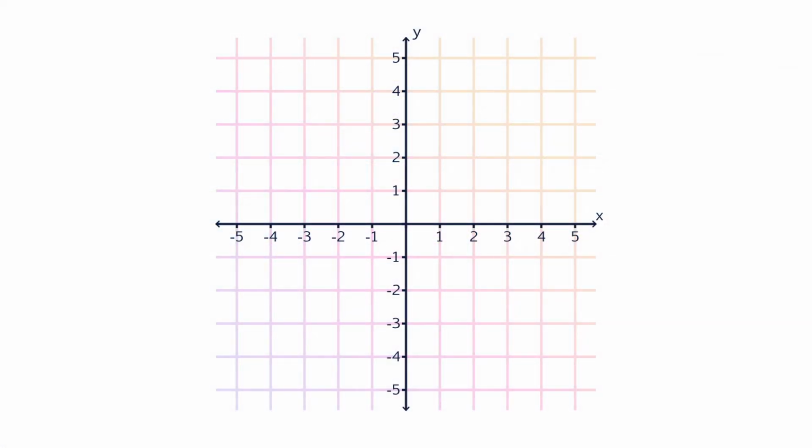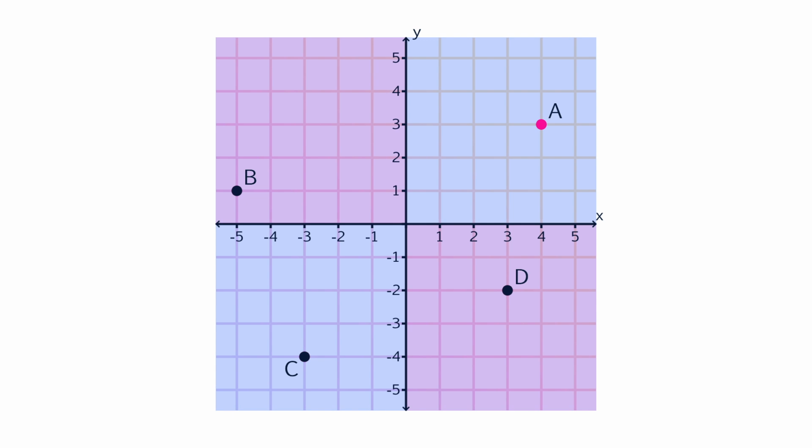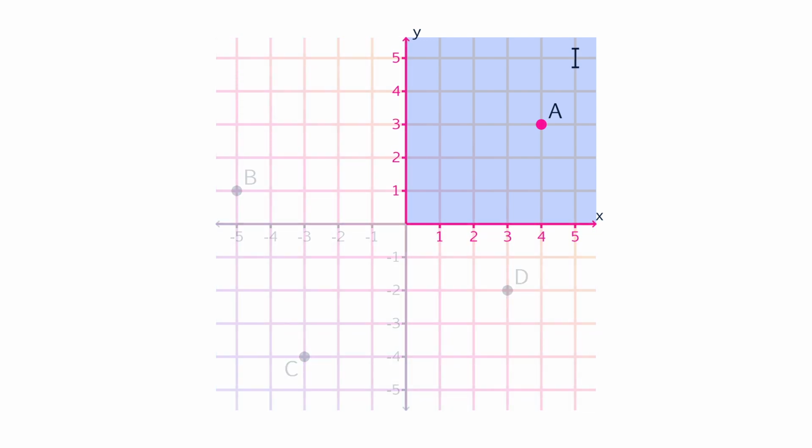Let's consider an exercise. You're asked to read the coordinates of these 4 points labeled A, B, C, and D. Let's start with point A. In which quadrant is it placed, and what are the coordinates? Point A is placed in the first quadrant, defined by positive values on the x and y-axis. That means that both coordinates of point A are positive.